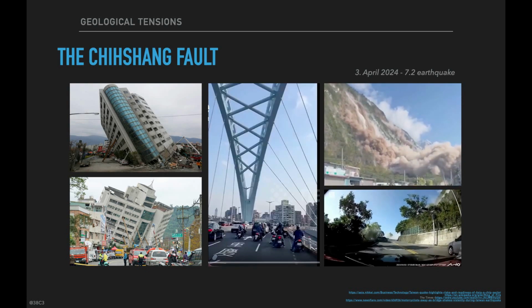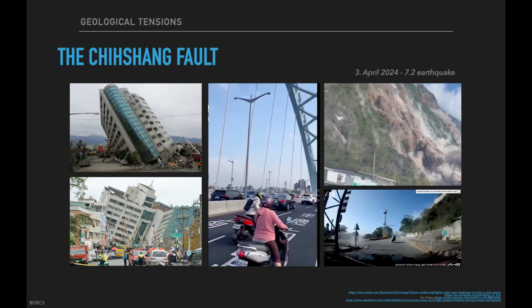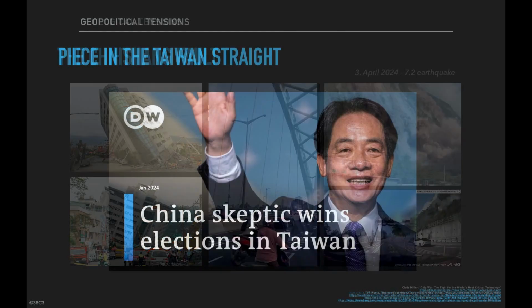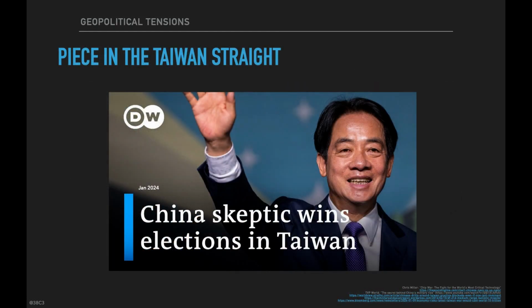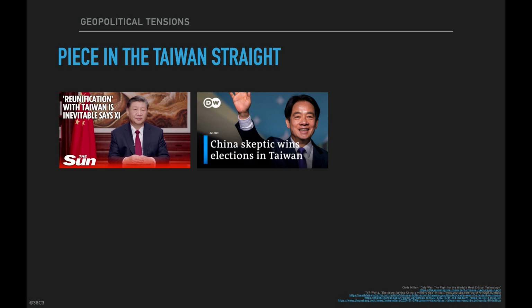But no one really knows what happens if a major earthquake hits the production centers. Another thing that is maybe even more dangerous, or at least also very dangerous, is the geopolitical tension that comes with that. You probably know that Taiwan has a pretty strong democracy, and they recently had an election where a China skeptic won it and is now the president.